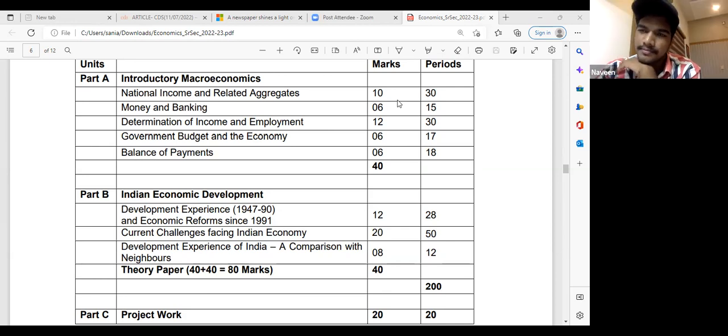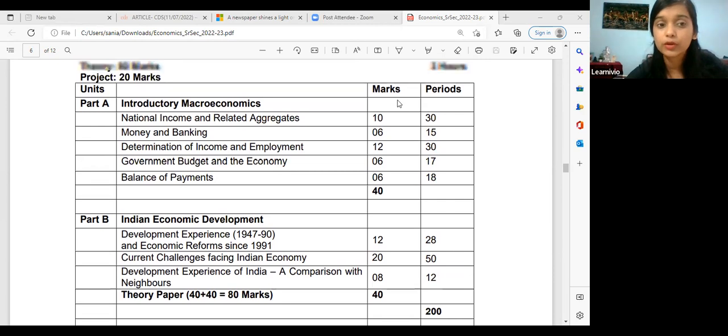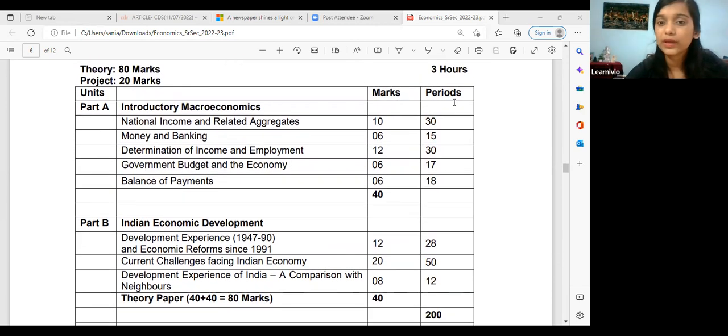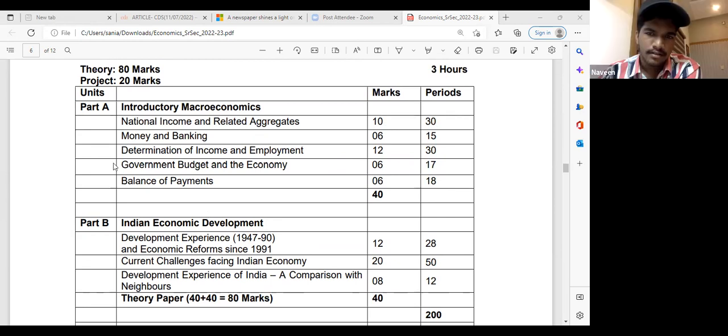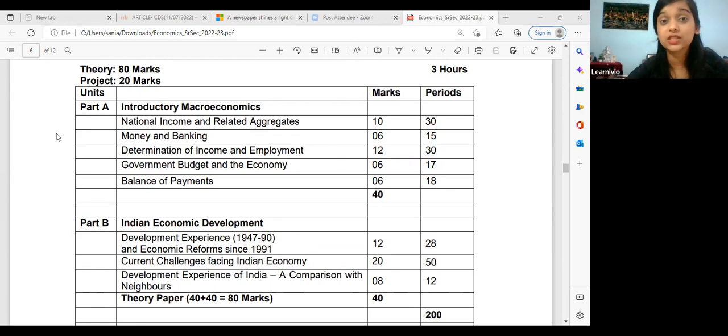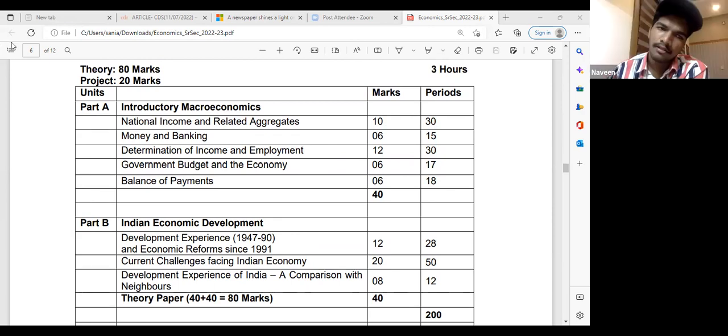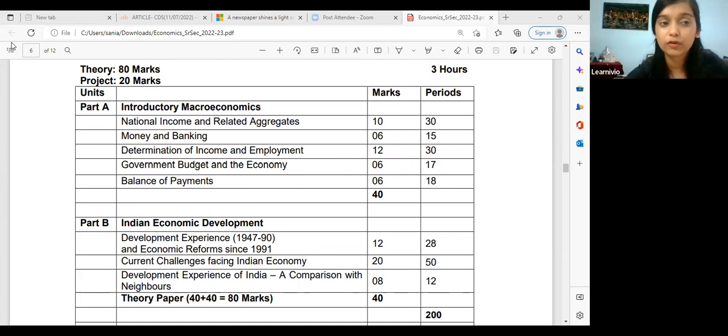So on the very first page of your notebook, you will be making this. You can skip this period part. Just do this one, and do like this. First, introductory macroeconomics, these units and the marks. Indian economic development, these units and the marks. I'm giving you 5 minutes. You can make your notes. The very first page should be your syllabus. Yes, write it down. I'm giving you 5 minutes.